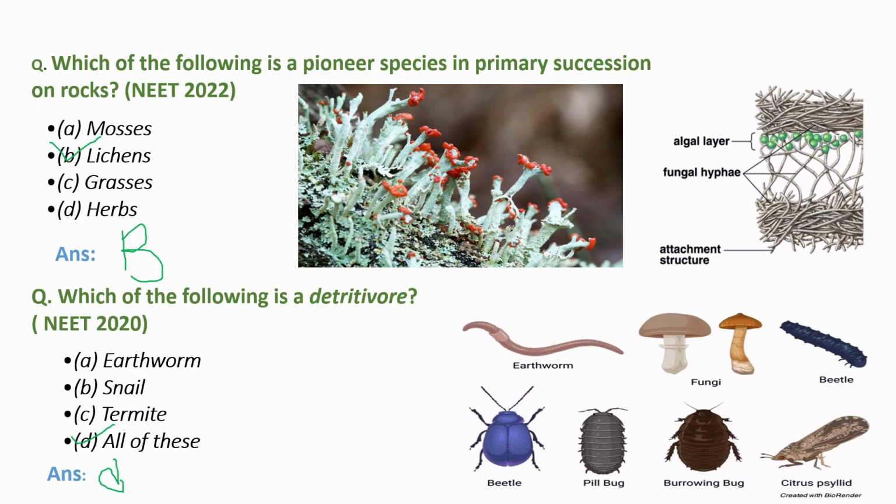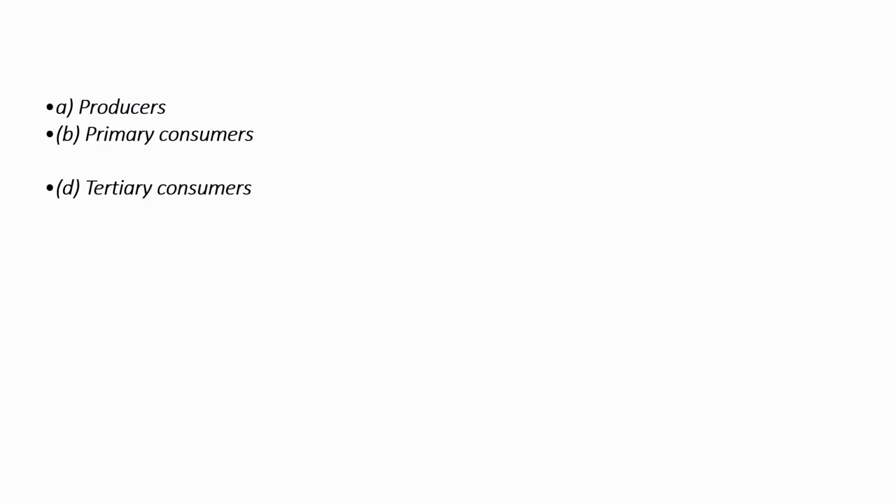Why? Because normally snails are herbivores, or omnivores. But sometimes the snails also depend upon the dead and decaying matter of organisms. That's why they also come under detritivores at certain conditions. Okay, we'll move on to the next question.